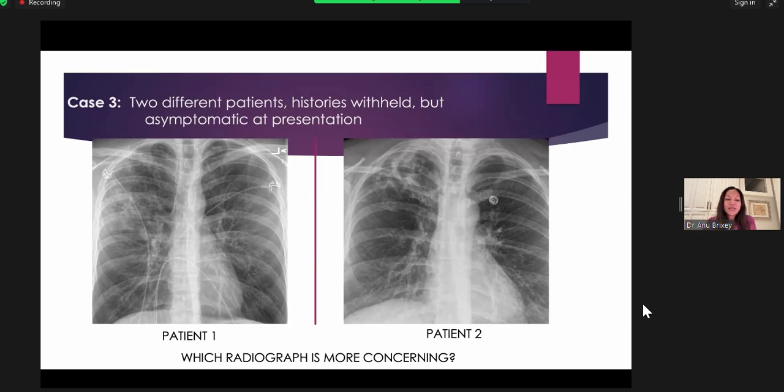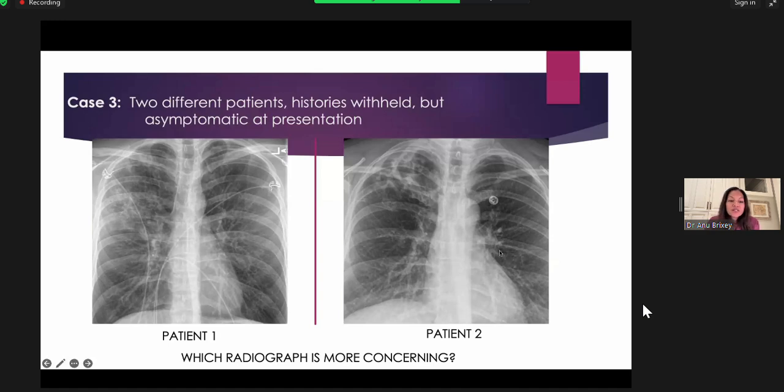Okay, so let's move on to case 3. So these are x-rays from 2 different patients. I'm not going to give you the history, but when these patients came, they were asymptomatic at presentation. And I want you to just look at these and in your mind, just decide which radiograph you might be more concerned about when you look at these. I'm going to give you just a second to look at this.